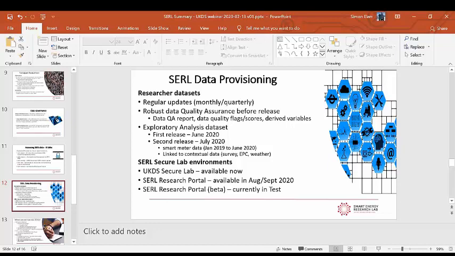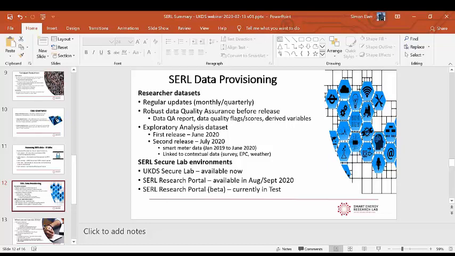So that adds in more of the smart meter data than was in that first release, and it also adds some of the other contextual data that wasn't in the first release. In the first release, it was only the survey data. In this next release, we'll have EPC data and weather data in there as well. And then shortly following the second release of the exploratory data set, we'll be doing the first release of the permanent collection, which is the data that you guys can access, and that should come in August.